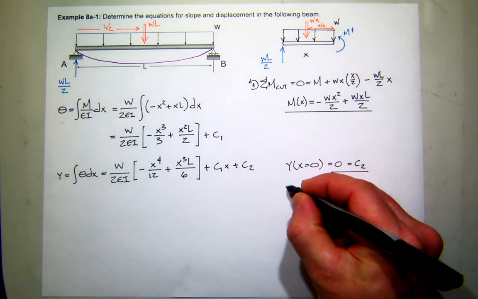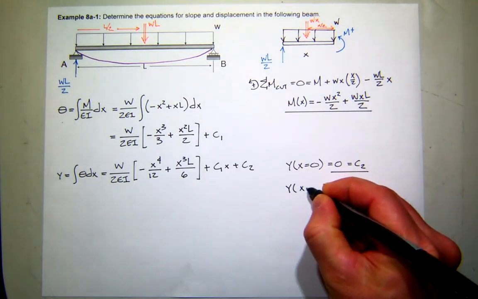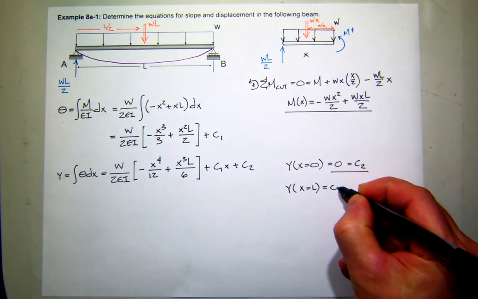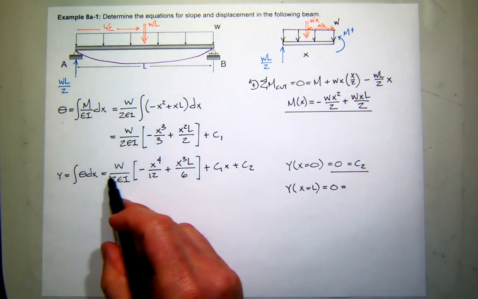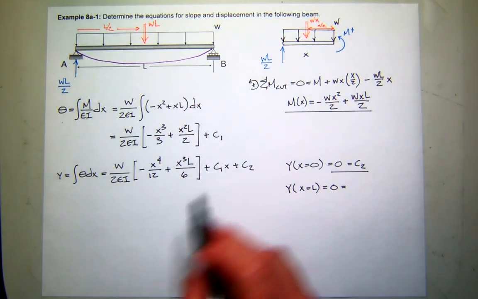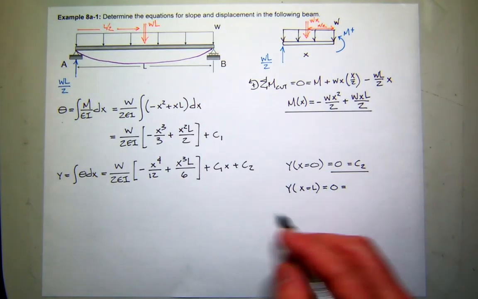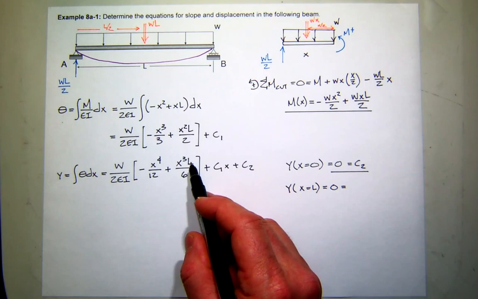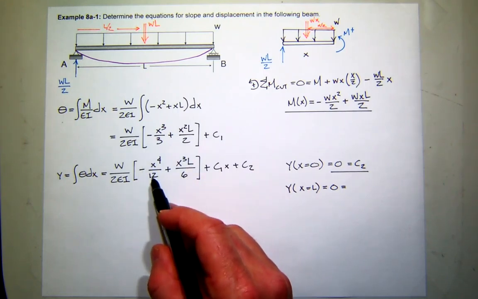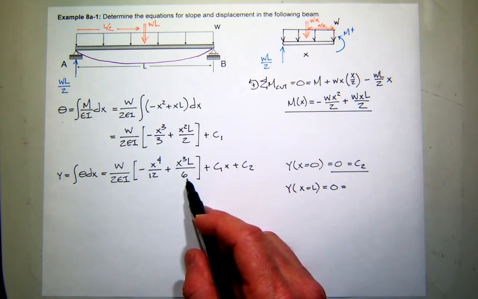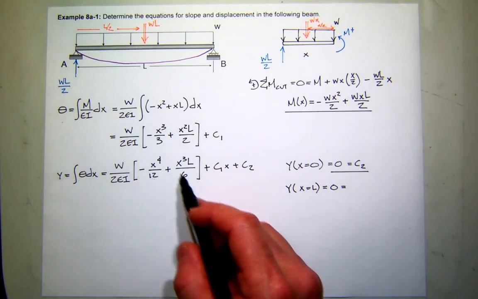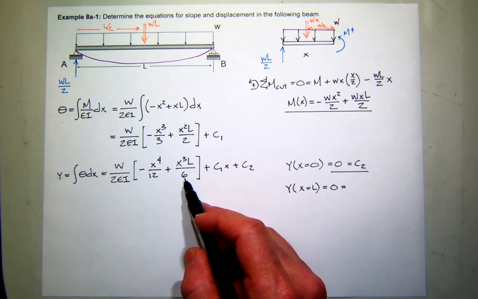The next condition is that at x equal L, at B, the displacement is also 0. So let's go back and plug in x equal L everywhere. This one takes a little more time. All these numerators are L to the 4th, but I've got negative 1/12 plus a 6th. What is that? That's actually a 12th, right? Because a 6th is 2/12. So I've got negative 1/12 plus 2/12. That gives me 1/12. Do you guys see that?